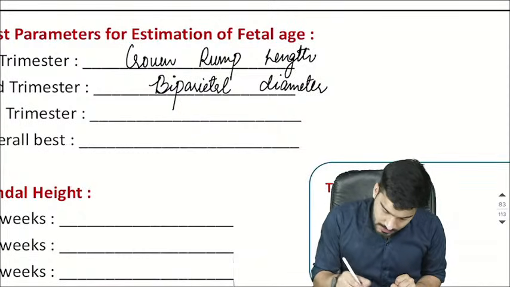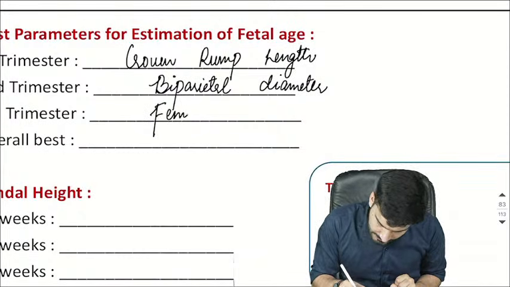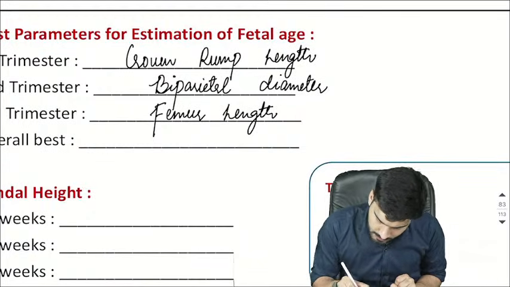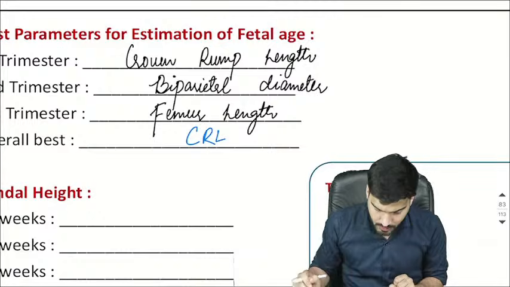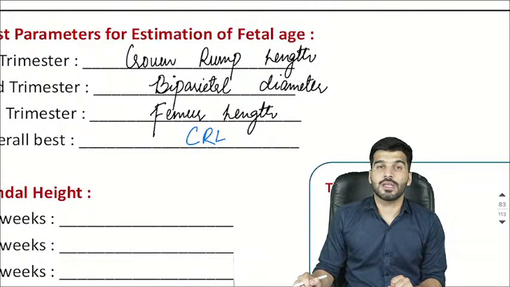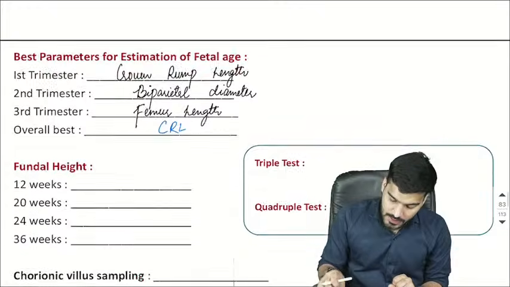Third trimester, it's going to be a femur length. But overall best is a crown rump length. Okay. Now the first thing.